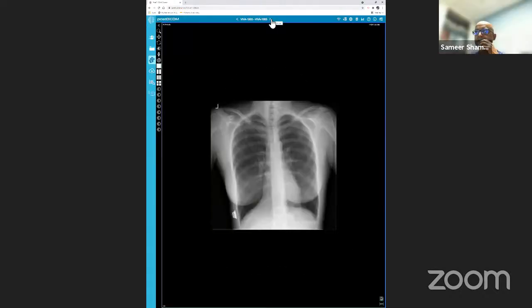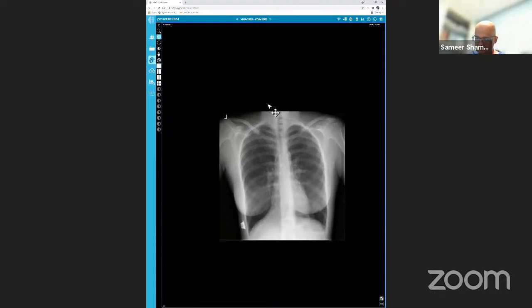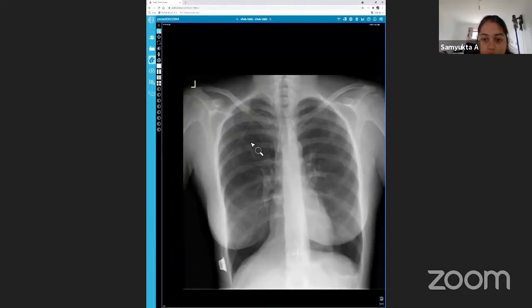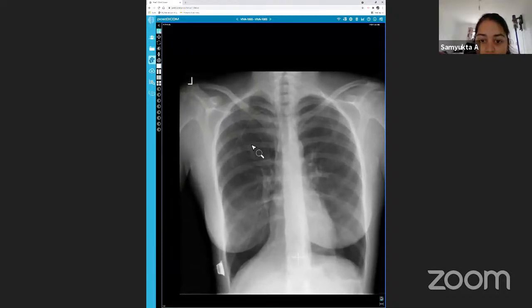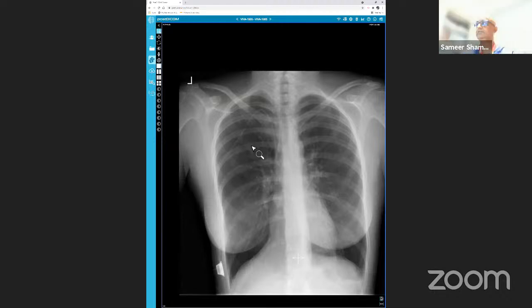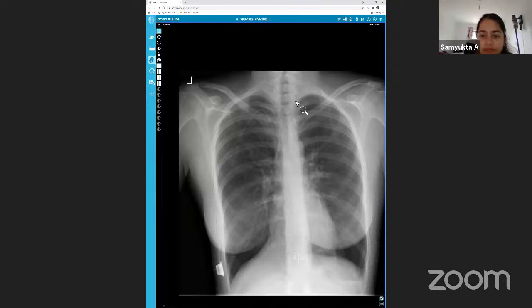So next case is a patient who presented with, again, shortness of breath. Sorry, I was just trying to zoom in. Yeah. Is the image quality optimal? Is it looking okay? I think so. Yeah, I think it looks all right. Good.